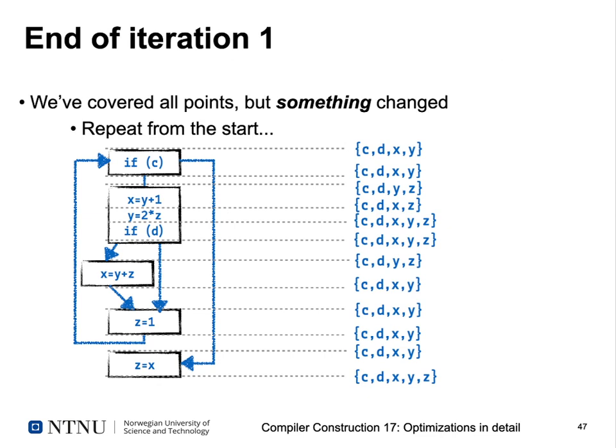So we know that we've covered all points in our program, but we have seen that something has changed. So what we need to do now is repeat from the start to see if the additional variables we added, or variables we removed from the live sets, change anything if we, for example, go through our loop again a second time.